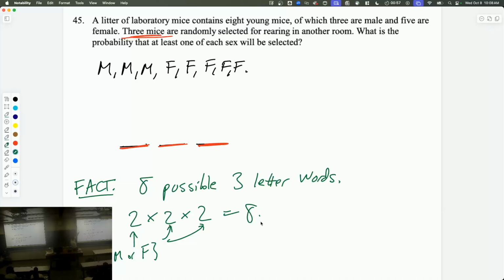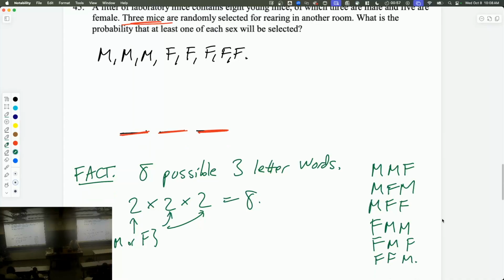And we need to count the words that have at least one of each sex. So that would be like 2 males and a female. And you could start writing them out. So you could do like male, male, female; male, female, male; male, female, female; female, male, male; female, male, female; female, female, male. Those are the ways.